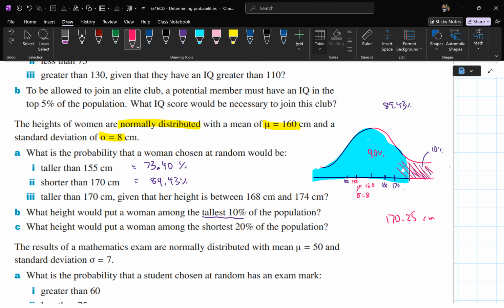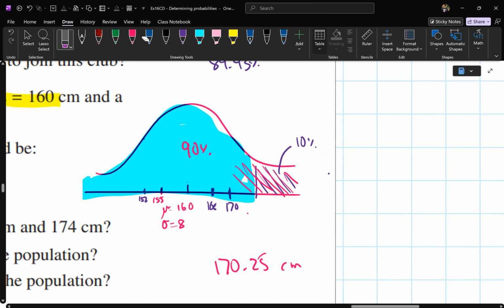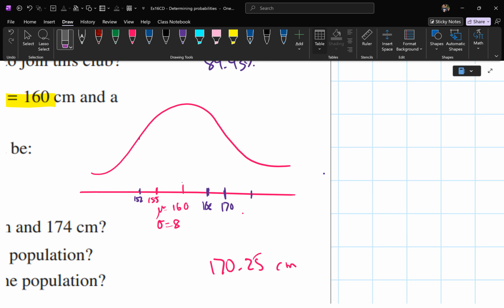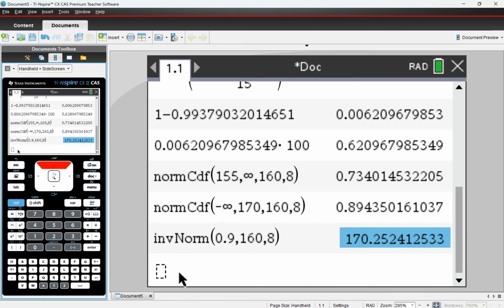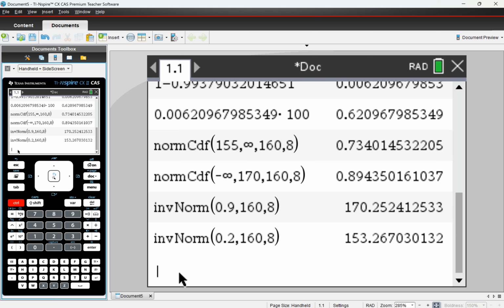And then what height would put a woman among the shortest 20%? In that diagram, for you to be in the shortest 20%, it's the other way, I want this to be 20%. And remember, because you're working from left to right, that's okay. So you just quickly type in inverse normal. You want it to be 20% now, so 0.2. Everything else is the same.